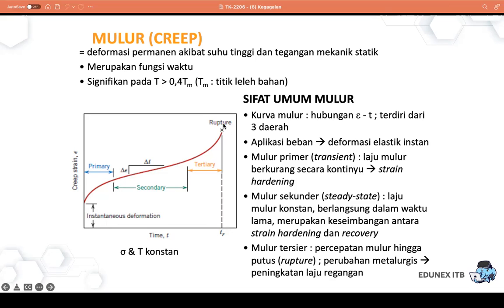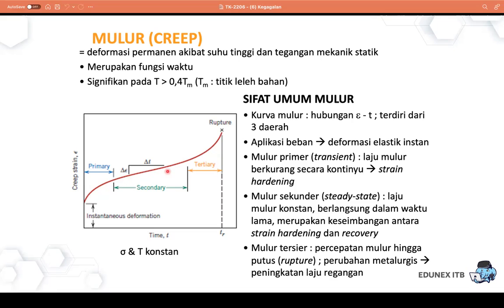Next example of creeping: if you have a raincoat, jas hujan, and you put it on a hook and wait for a long time, it's going to be creeping, akan mulur, ya. Here we have the primary area, then the secondary area, and then the tertiary area. The first one is transient, and this one is steady state.